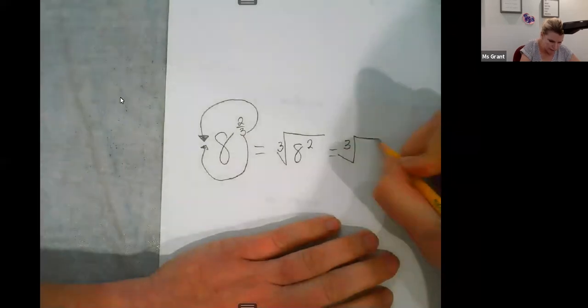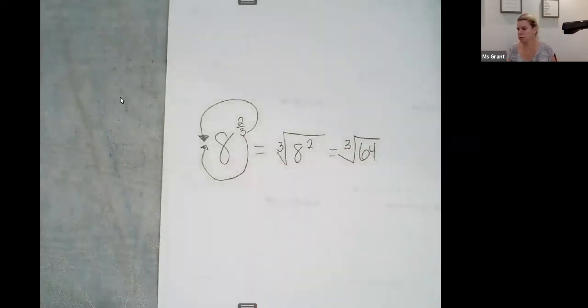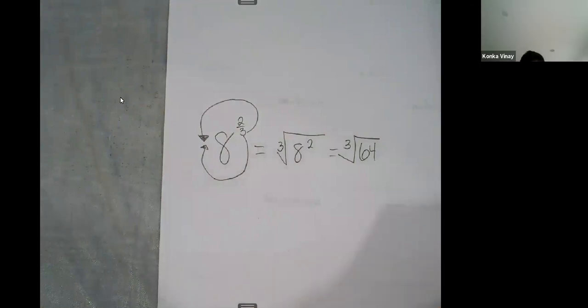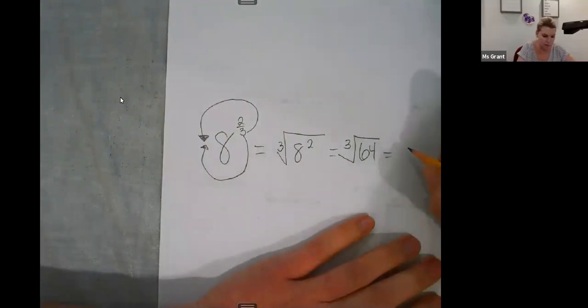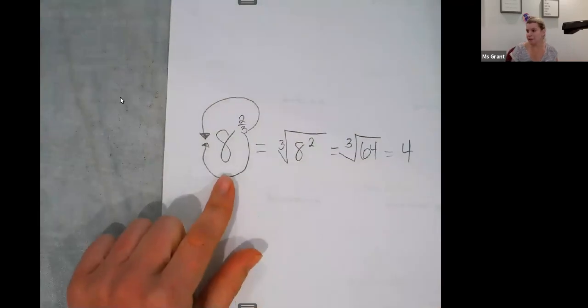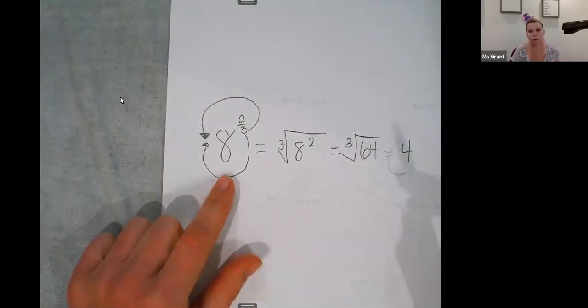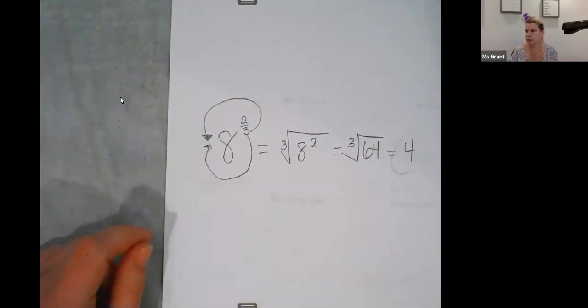Cubed root of 64. The cubed root of 64, what times what times what makes 64? 4. Yep, 4. So I had this seemingly difficult 8 to the 2/3, and now all of a sudden it's easy and the answer is 4. Nice, huh?